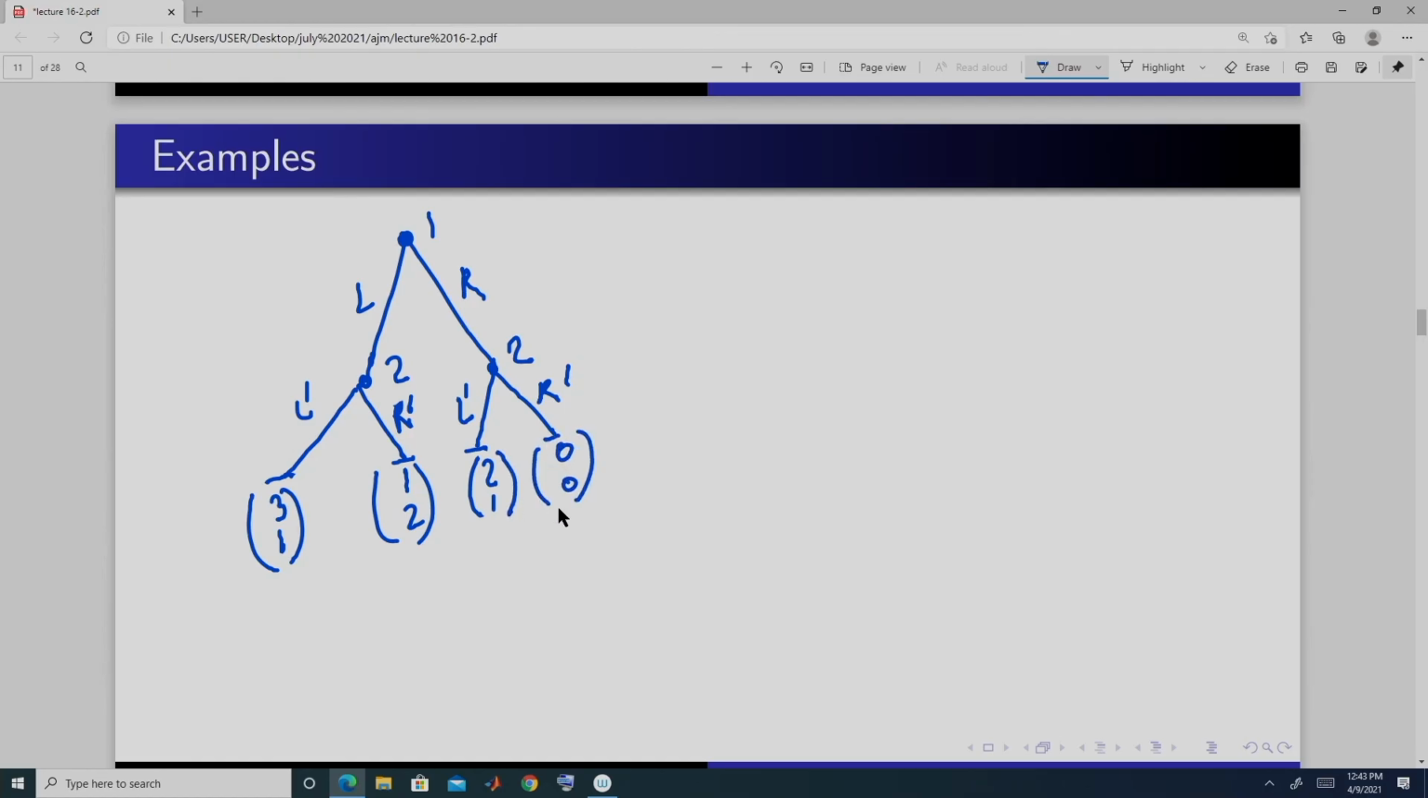Okay, so this is the game. In stage 1, player 1 makes a decision, and in stage 2, after observing the action of player 1, player 2 makes a decision. So let's start with the second stage. In the second stage, a decision can be taken in this node and also in this node. Suppose a decision is taken in this node.